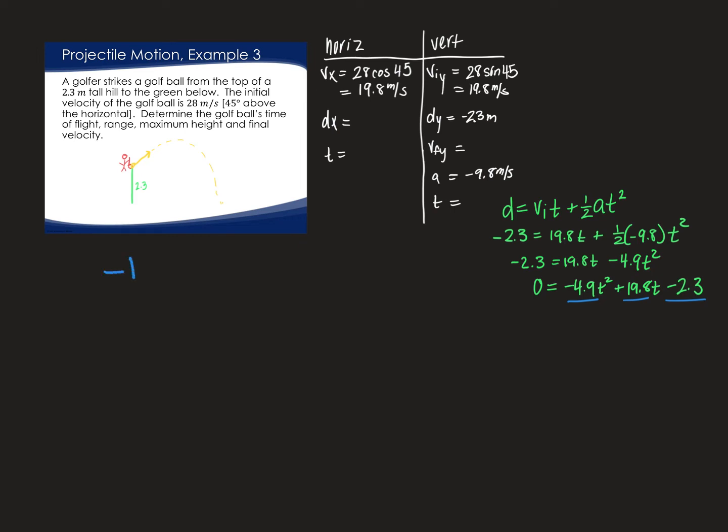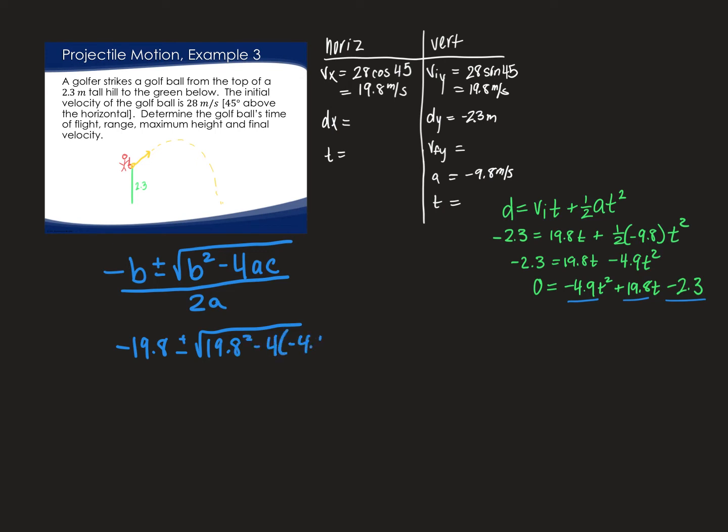So we have negative b plus or minus the square root of b squared minus 4ac, all divided by 2a. So plugging in, we have negative 19.8 plus or minus the square root of 19.8 squared minus 4 times negative 4.9 times negative 2.3. Sorry, positive. That's a positive 2.3 because we moved it over. That would have messed us up, but we caught it in time. All of that divided by 2 times negative 4.9.